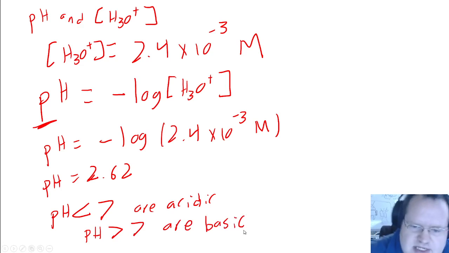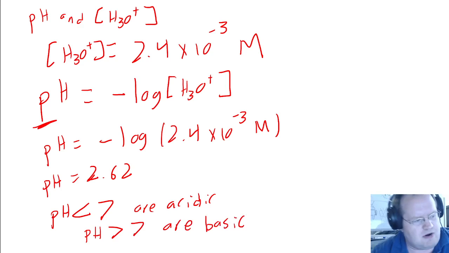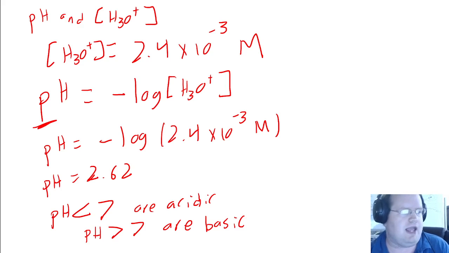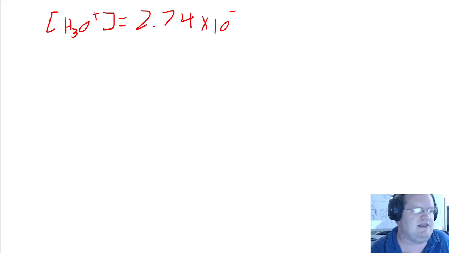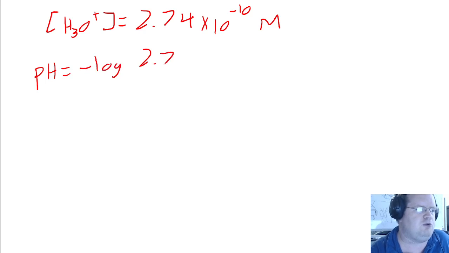So this scale gives us an easy way to talk about whether a solution is acidic or basic. And it's an easier way to present this information sometimes. Like saying the pH of something is 4.3 is easier sometimes than saying the concentration version. So let's do one other. Let's say I have a solution where the H3O+ concentration is 2.74 times 10 to the negative 10th molar. If I want the pH of that solution, I take the negative log of 2.74 times 10 to the negative 10th.